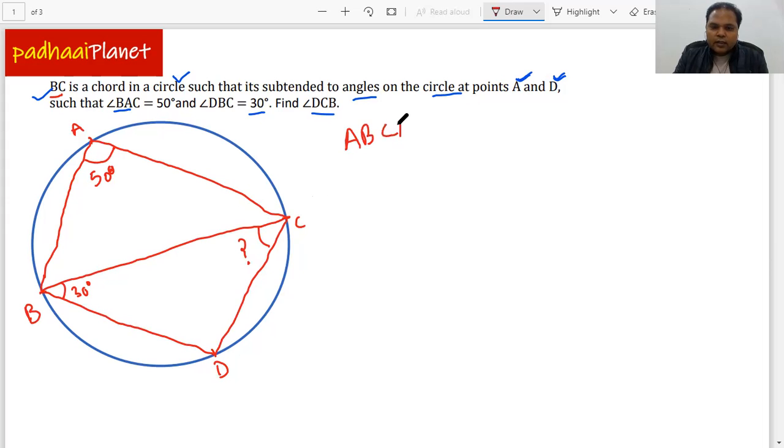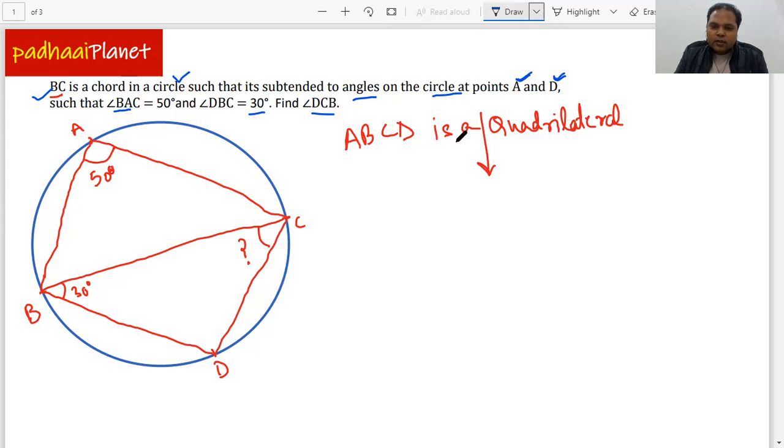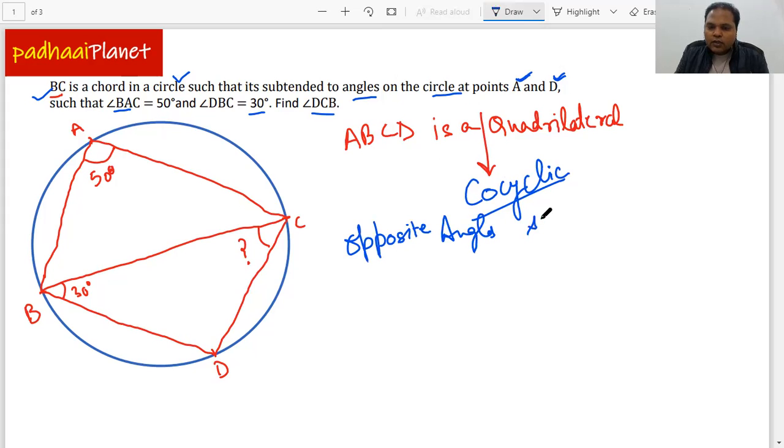ABCD here in this diagram is a quadrilateral. This is something which is quite visible here, and we all know that it's a quadrilateral. The next important thing is that it is a cyclic quadrilateral, right? And cyclic quadrilaterals have a property that opposite angles sum to 180 degrees, right?